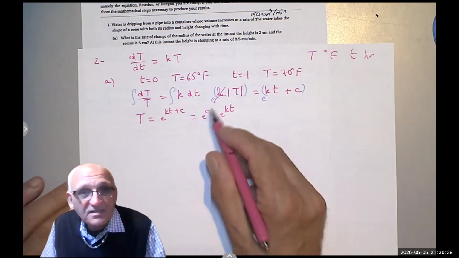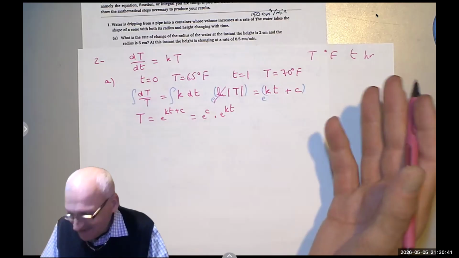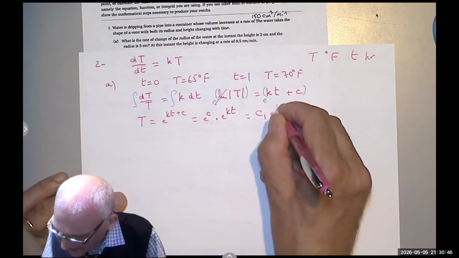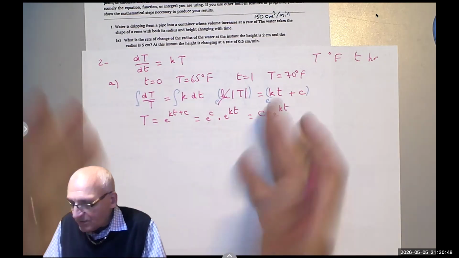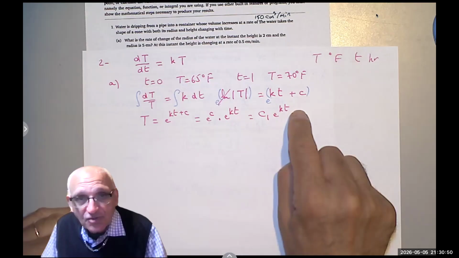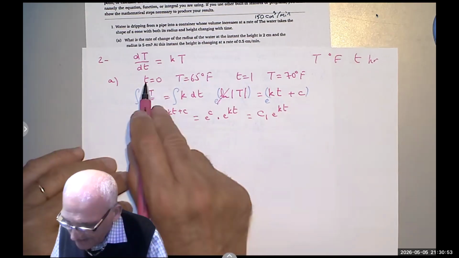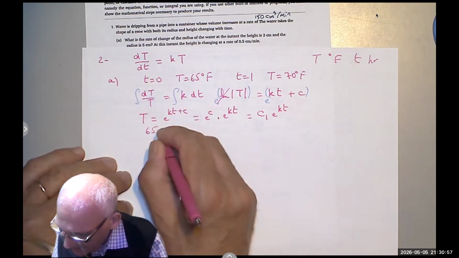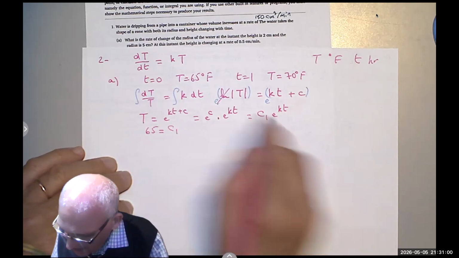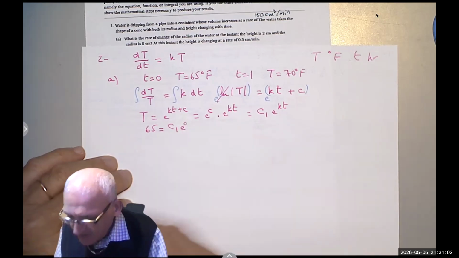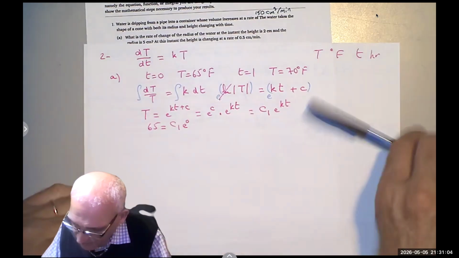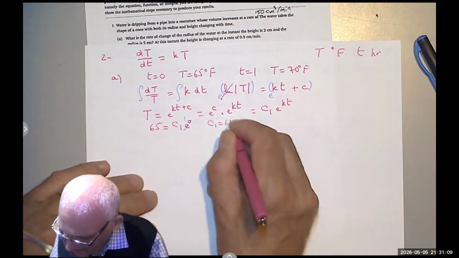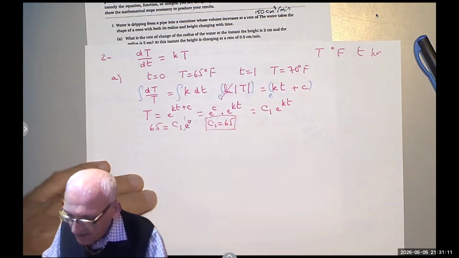But e is a constant, c is a constant, so why do I write it as an exponential? I can write it, for example, c1 times e to the kt. And now I need to know c1, I need to know T. So I know that t is 0, capital T is 65. So 65 equals c1 e to the 0. But e to the 0 is 1. So I found the constant c1 equals 65 degrees Fahrenheit.